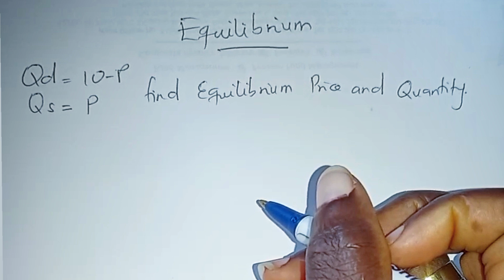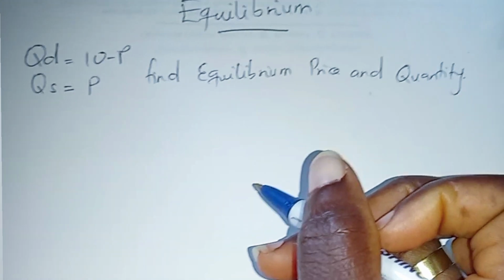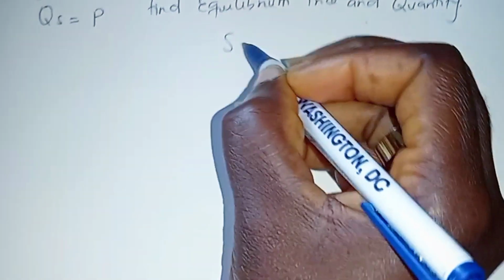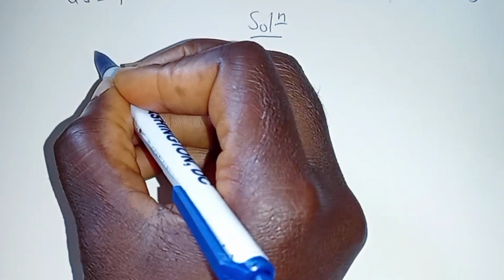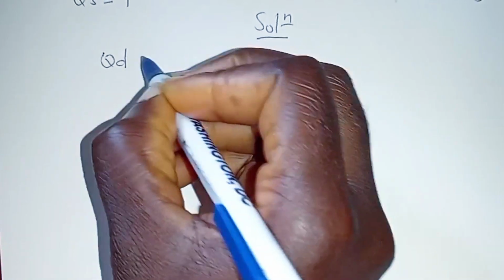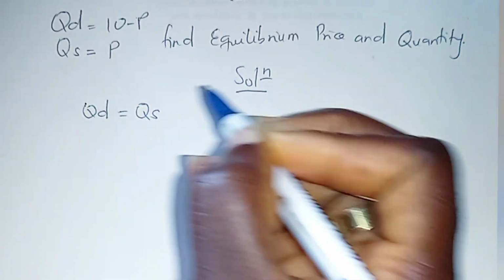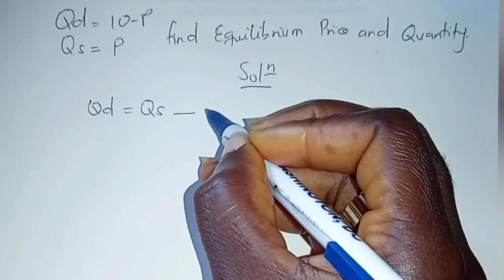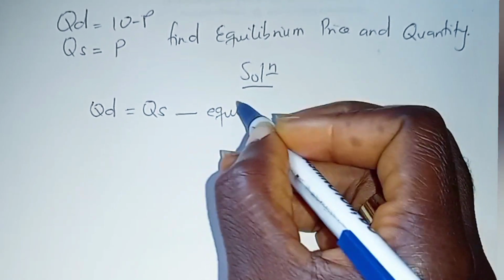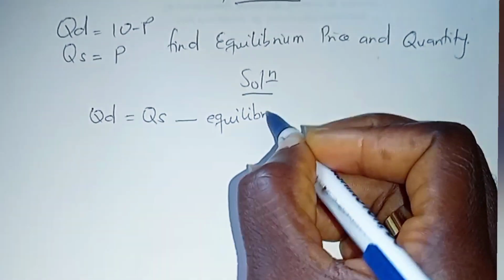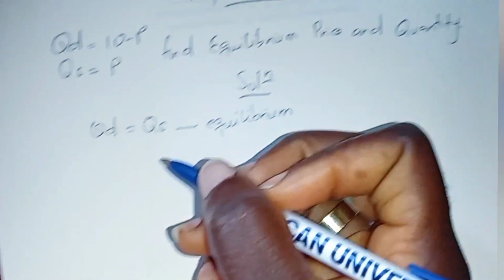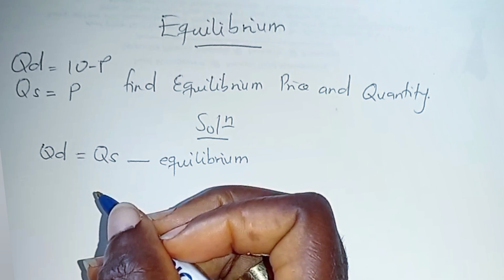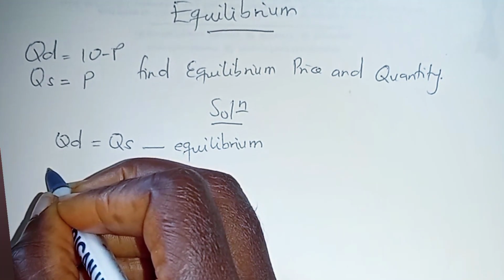So this is where consumers and suppliers are at a consensus. To calculate the equilibrium price and quantity, you just have to equate the demand function to the supply function. The demand function in this video is given as 10 minus P, and the supply function is given as P. So you just have to equate these two functions to find the equilibrium price and then the equilibrium quantity. First of all, I want to find the equilibrium price.